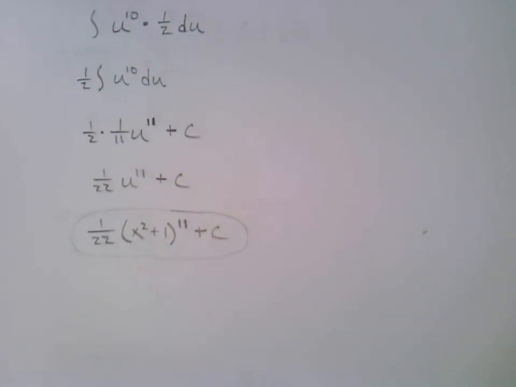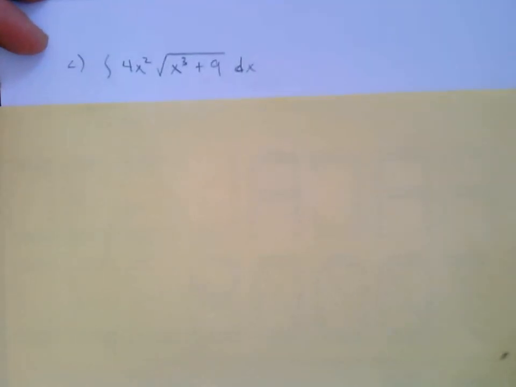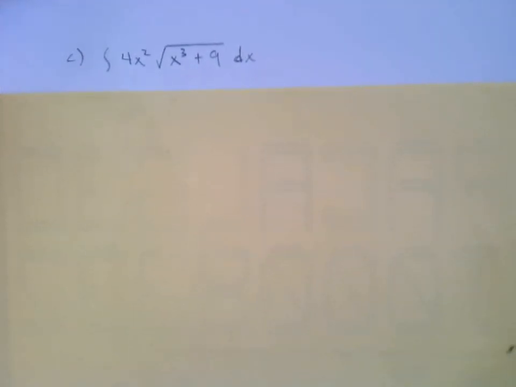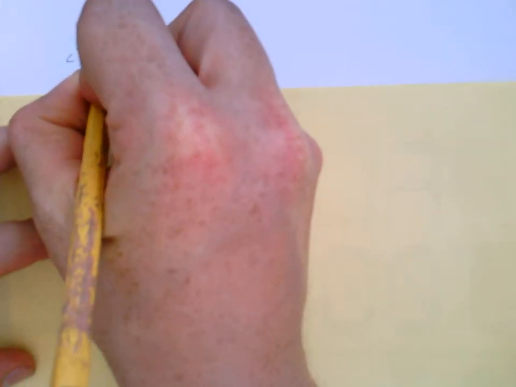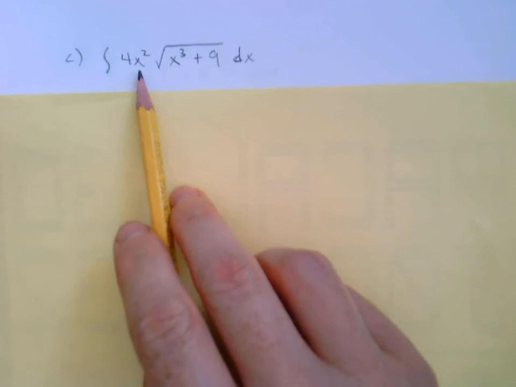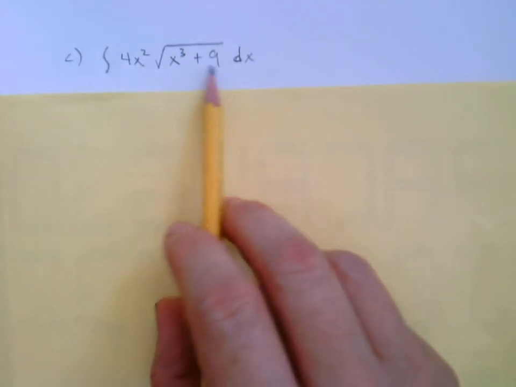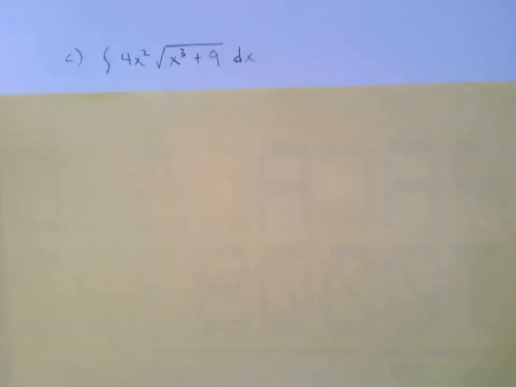Okay, let's look at another one. They're getting a little bit harder and we're just seeing different styles. Ooh, this one involves a square root. Indefinite integral 4x squared square root of x to the 3rd plus 9. How is this going to work?